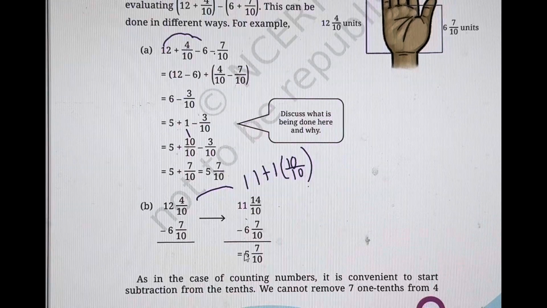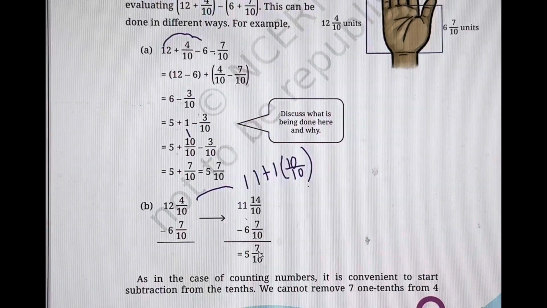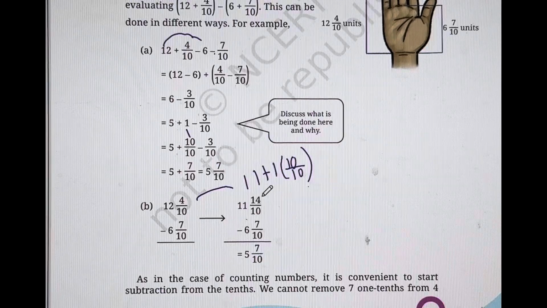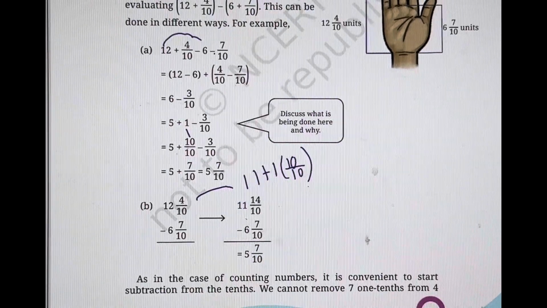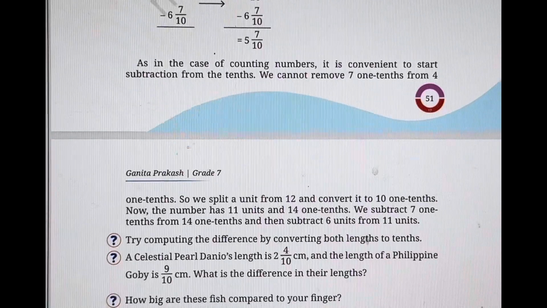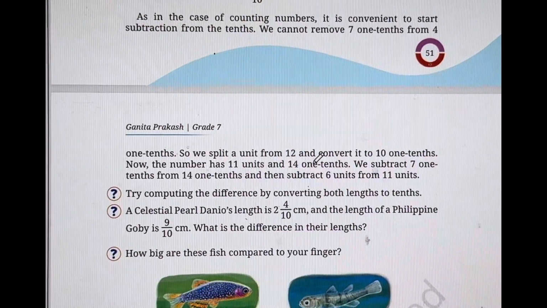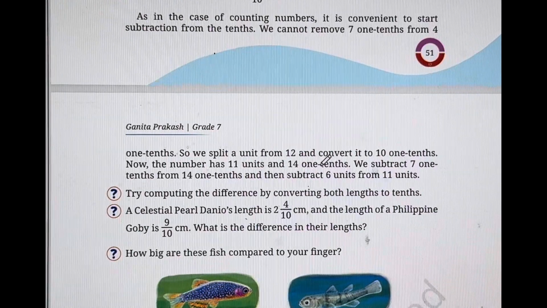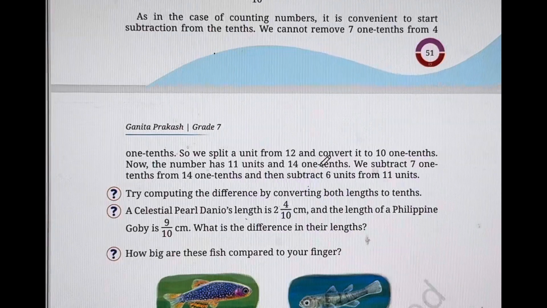Now you can easily subtract. 11 minus 6 is 5. And 14 minus 7 is 7 upon 10. So 5 whole 7 upon 10. So as in the case of counting numbers, it is convenient to start the subtraction from the 10th. We cannot remove 7 tenth from 14. Why we did this? Because you cannot subtract 7 from 4. So we made this 4 as 14. Fine. Now let us see. So I just explained you, we split 12 and convert it into 11, 14 upon 10. Right, and then we subtract, so it becomes easy.